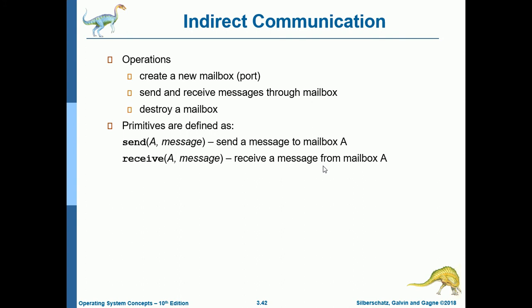So primitives are defined as: send a message. For direct communication, the first parameter is the process, while for indirect communication, send a message to mailbox A. So the first parameter here is the mailbox. And also for receive, receive A and then message, receive a message from mailbox A. So we have the mailbox instead of the name of the processes.